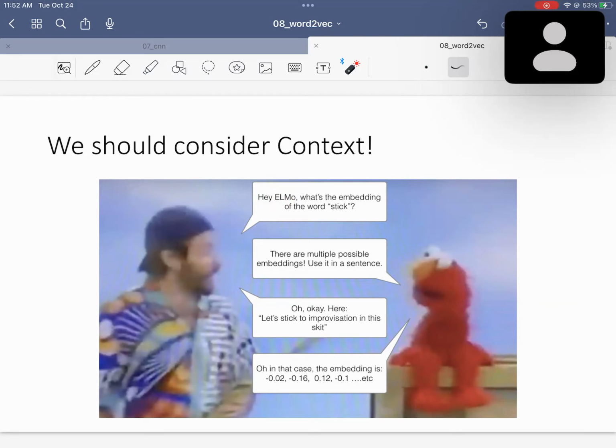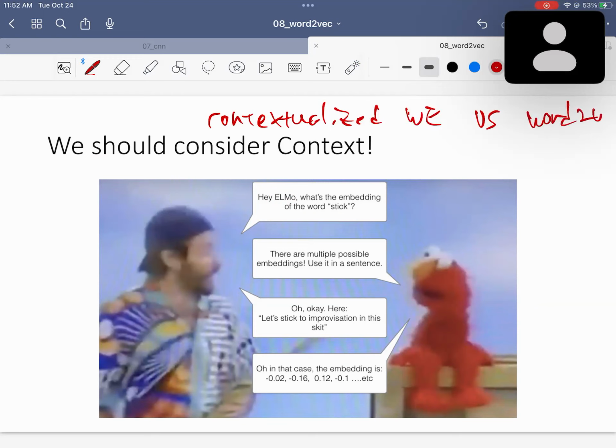So, contextualized word embedding versus word2vec. word2vec is a static word embedding. Once you train word2vec, you have a fixed word lookup table that you can use to convert your word to a vector representation. That's it. So it's fixed. But what we want to do is something even better than that.